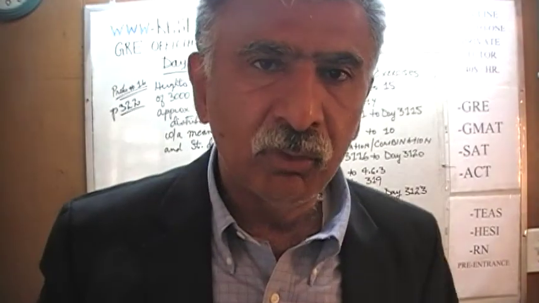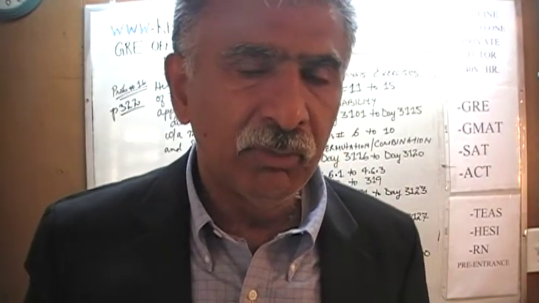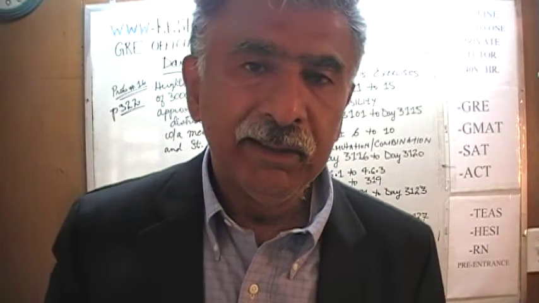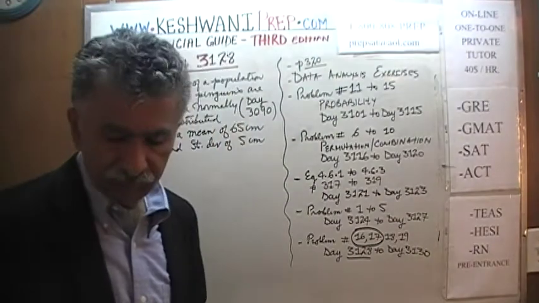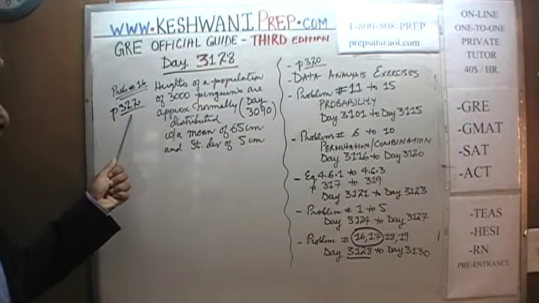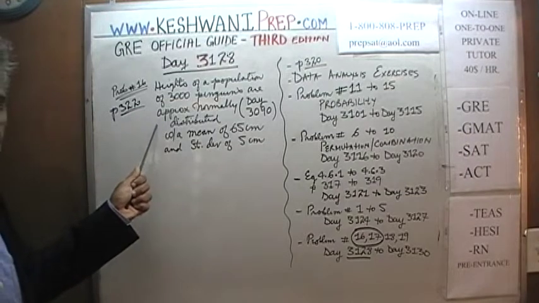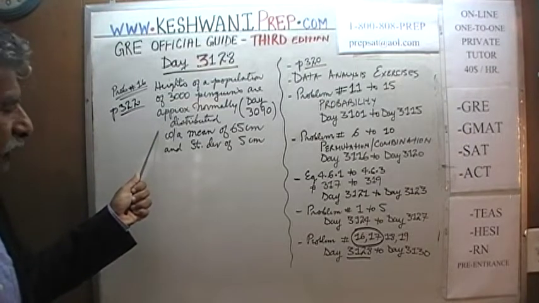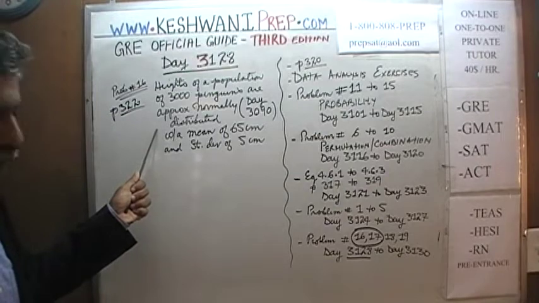By the day after tomorrow, we will have finished the entire book, all the math problems that we set out to do. We will have finished all of them in 130 lessons, in 130 days. Let's get going. Enough said. Problem number 16 on page number 322. Please turn to the book and make sure that the book is in front of you so that it makes it easier for you to follow the work.